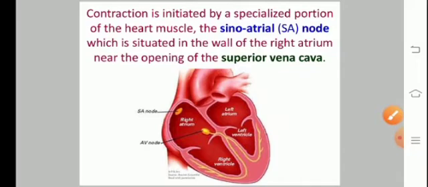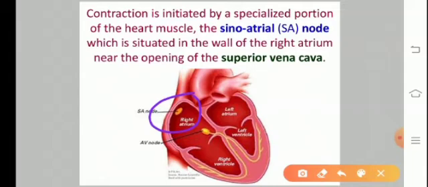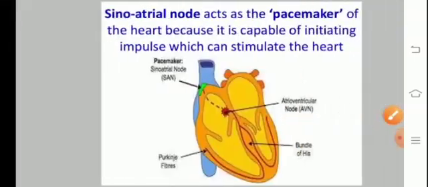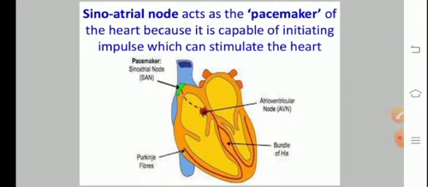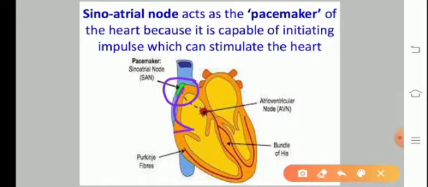In myogenic heart, contraction is initiated by the SA node or sinoatrial node, which is situated on the wall of the right atrium and near the opening of the superior vena cava. The sinoatrial node acts as pacemaker. It initiates the impulse which can stimulate the heart. So this pacemaker or SA node initiates the impulse and makes the heart contract and relax.